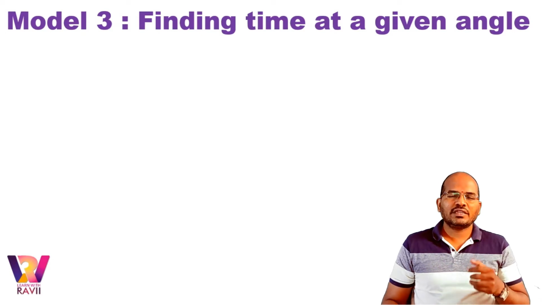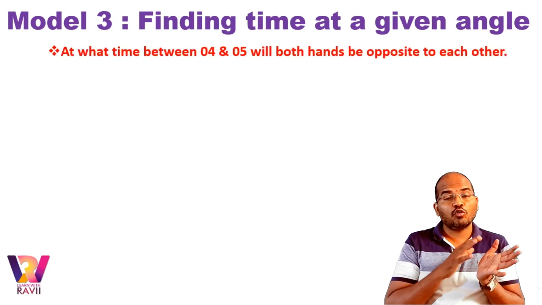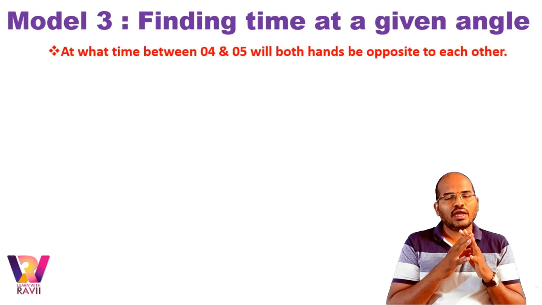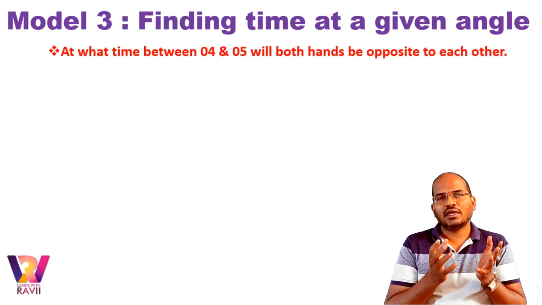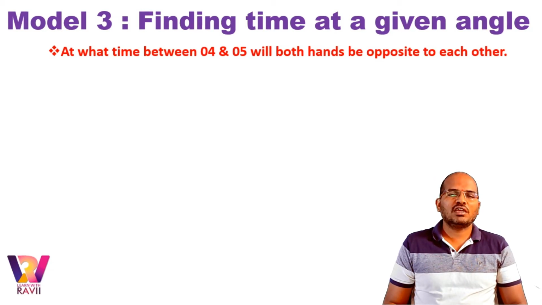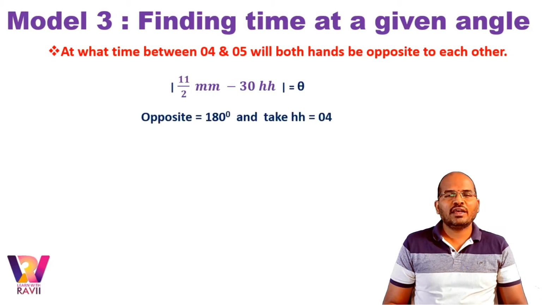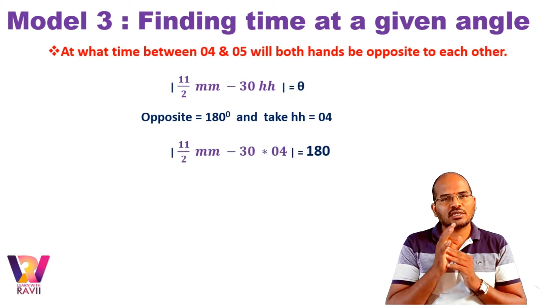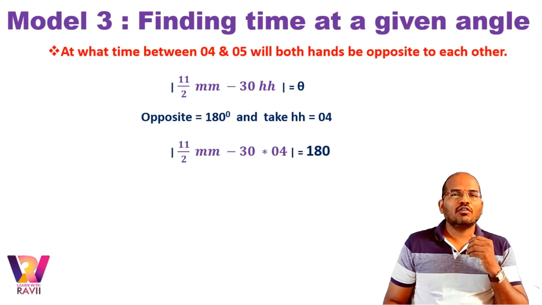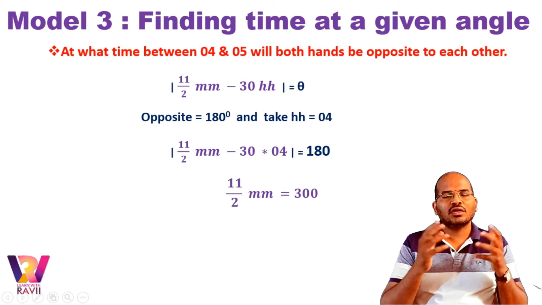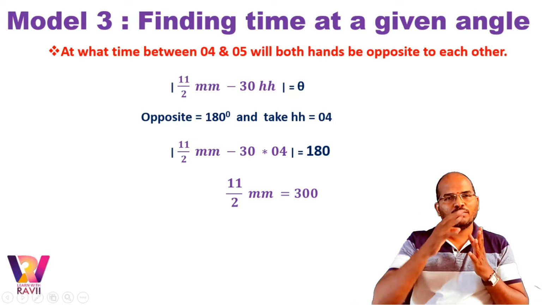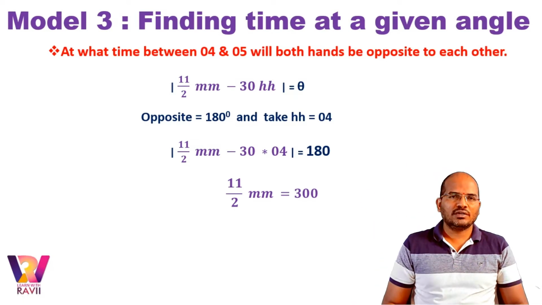Clear? Now in the next example, at what time between 4 and 5 will both the hands be opposite to each other? When I use the word opposite to each other, the angle will be 180. So we have the same formula, given theta is 180 degrees, and we take hh as 04. Now plug in the values: 11 by 2 mm minus 30 into 4 is 180. Working with the value, you get 11 by 2 mm is 300, and that is basic math. I need not explain how you get 300. So 180 plus 120 becomes 300, isn't it?